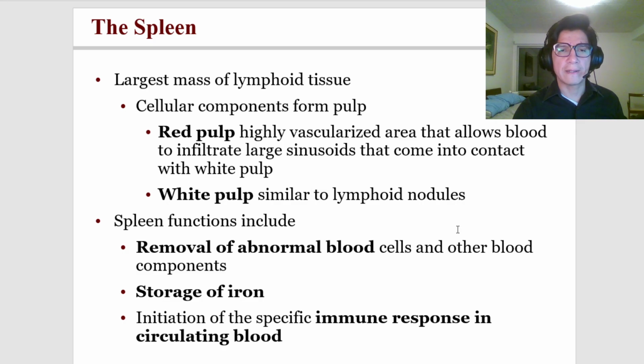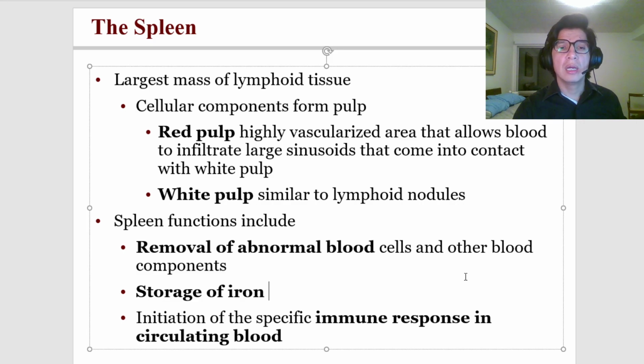Sinuses are these spaces, and the function of the spleen is the removal of abnormal blood and storage of iron. We talked in the last chapter about how blood gets recycled. Part of this recycling involves the recycling of this metal, iron. This happens at the spleen. Due to the large exposure of blood and these components of the immune system, you also have activation of the immune system by the circulating blood.